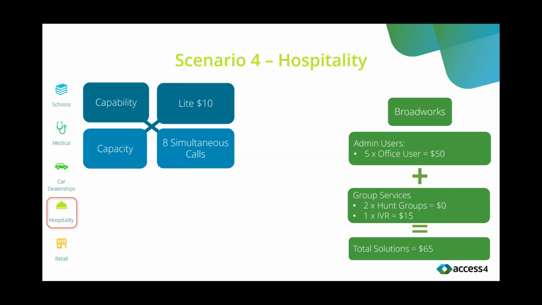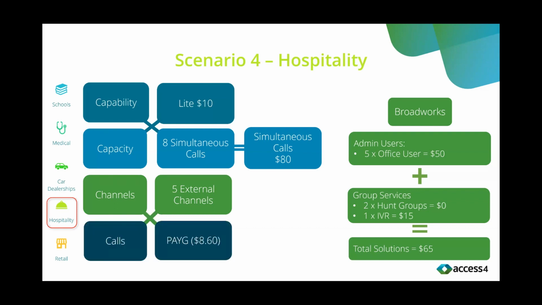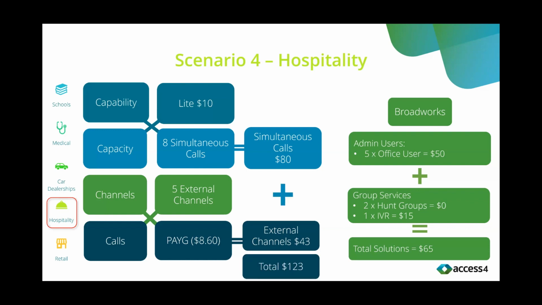Yep. And the capacity of 8 simultaneous calls within the system so that you can have some queuing going on, and you could be making phone calls within the business as well. That comes out to about $80. Then if you look at the external channels out to the outside world, allowing people to call in, the calls at $8.60 each would be at a cost of about $43 per month for the external channels themselves. So overall, that would be $123 per month.